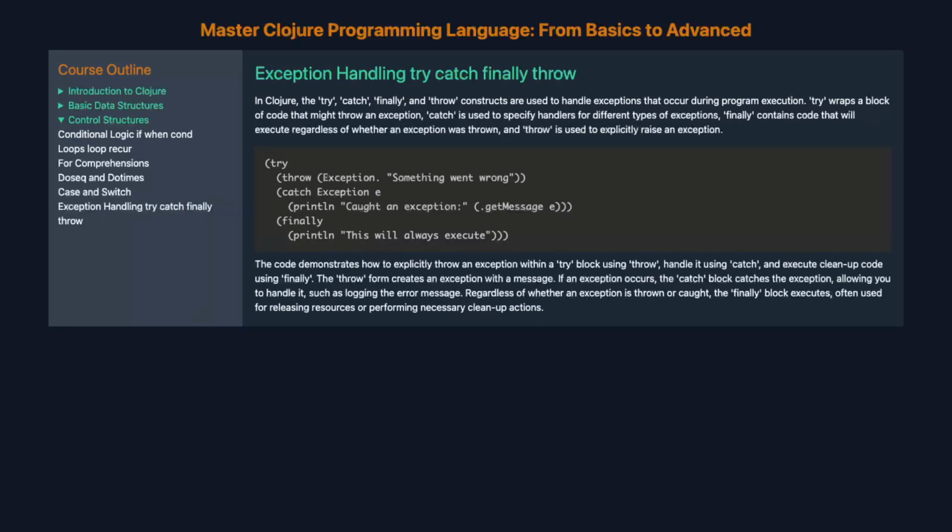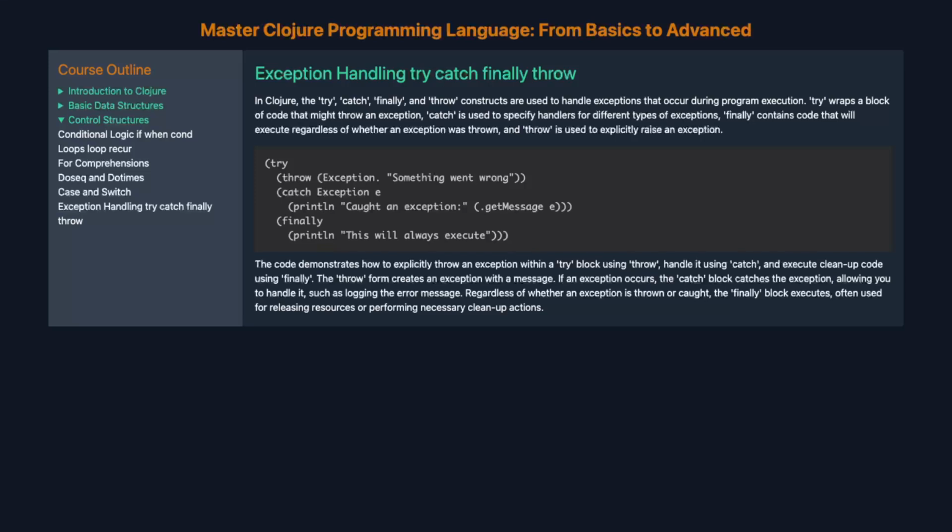Exception handling: try, catch, finally, throw. In Clojure, the try, catch, finally, and throw constructs are used to handle exceptions that occur during program execution. Try wraps a block of code that might throw an exception.